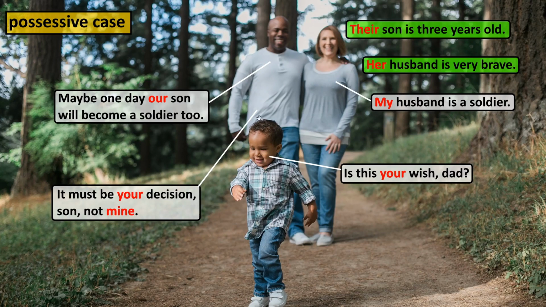And now, some examples. Their son is 3 years old. Whose son? Their son. Possessive case. Her husband is very brave. Whose husband? Her husband. My husband is a soldier. Whose husband? My husband. Possessive case. Maybe one day our son will become a soldier too. Our son. Whose son? Our son.